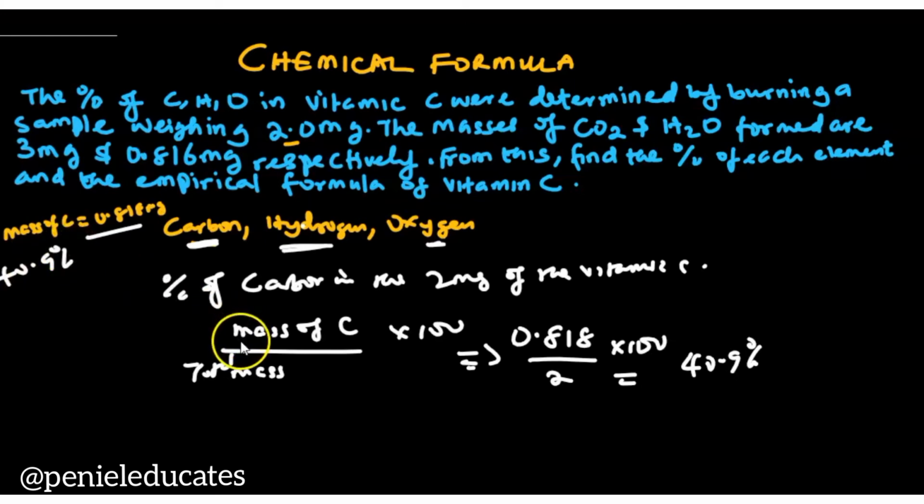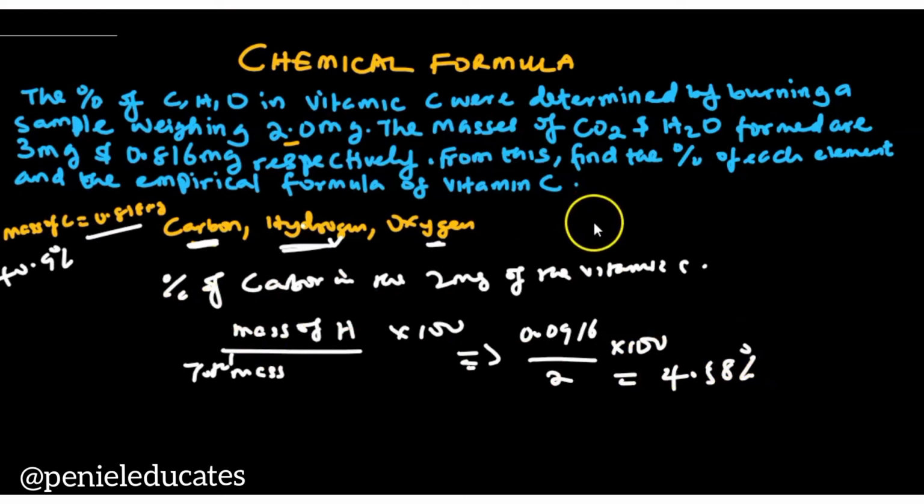Now let us look at the percentage of hydrogen in 2 milligrams. We're going to have the mass of hydrogen over the total mass. Total mass is 2, and the mass of hydrogen that we got from the last one we did is 0.0916. So if you do that and also multiply by 100%, we're going to have 4.58%.